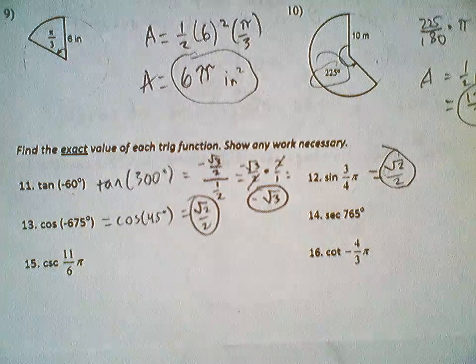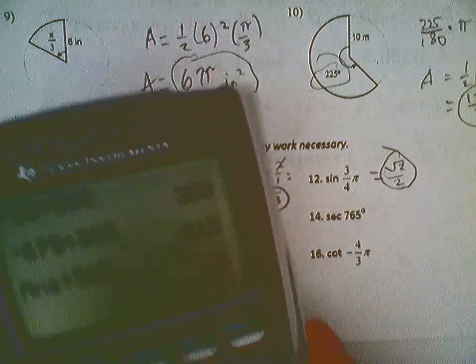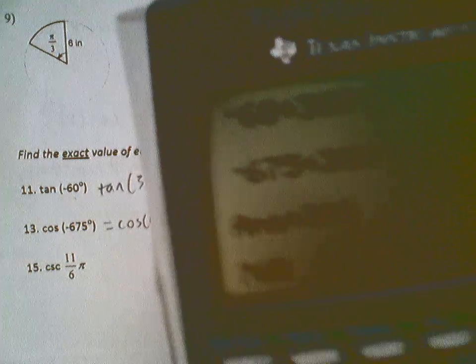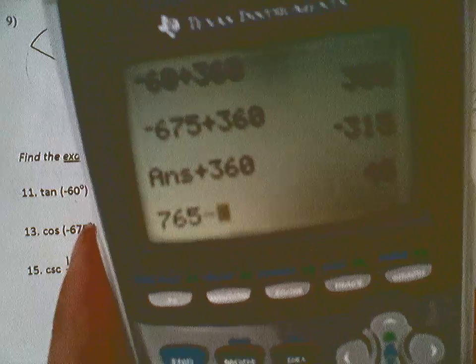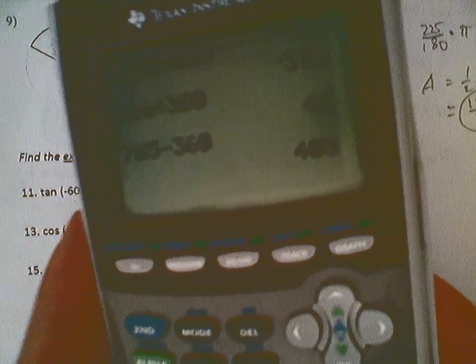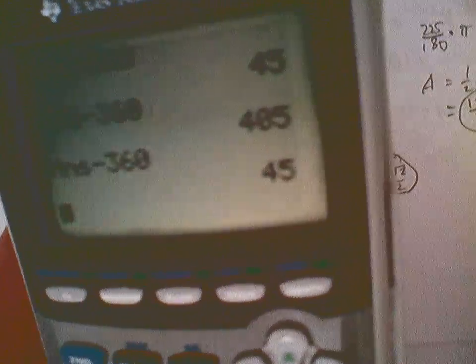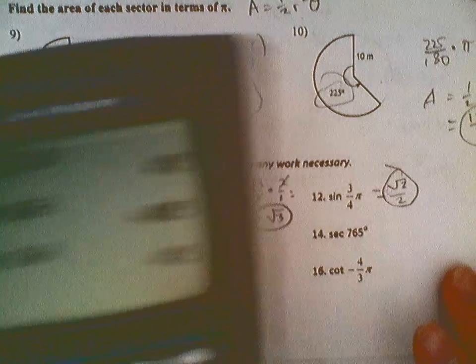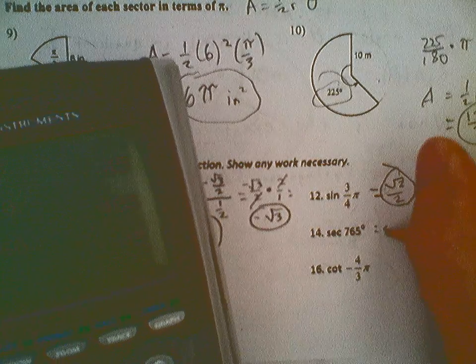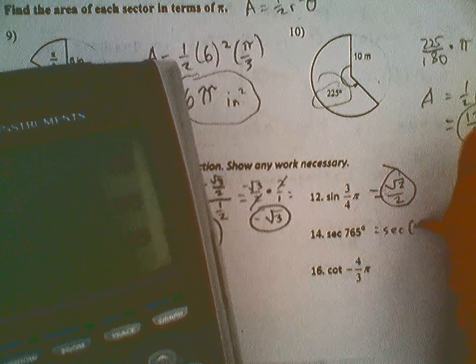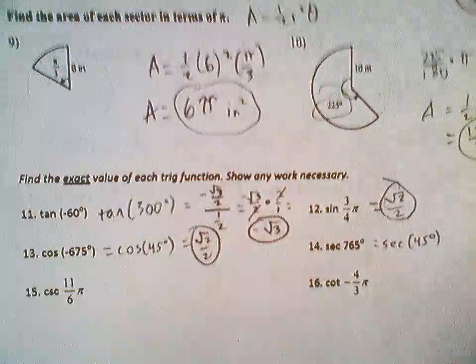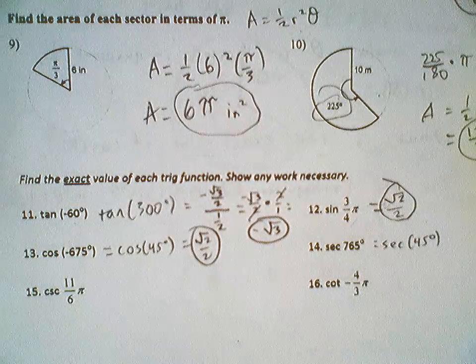Alright, next one, secant. We're doing secant of 765. So that's a really large angle. So first thing we're going to do is figure out where that is on our unit circle. So we're going to subtract 360. Still too large, so subtract 360 again. We get 45. I feel like we're getting a lot of 45s on here, which is okay. So secant of 765 degrees, same thing as secant of 45.